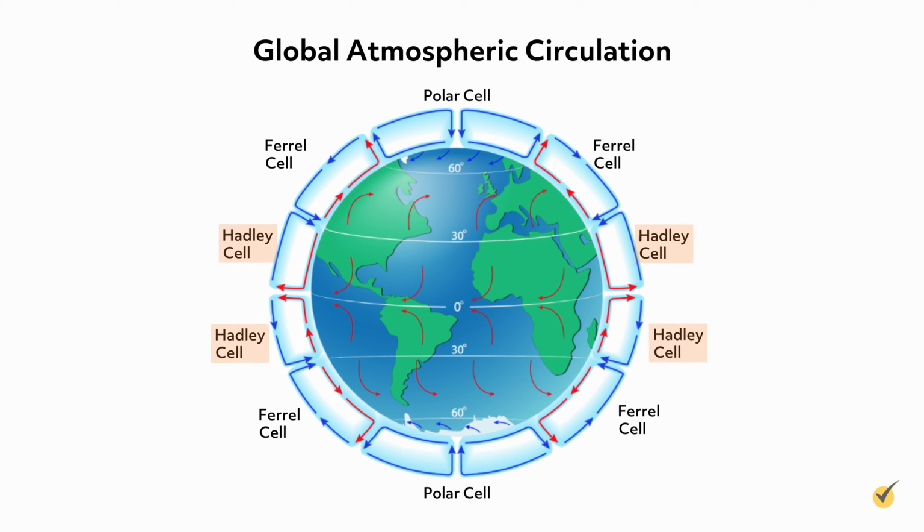Note on the diagram the red arrows indicating warm air coming together and then moving upward. As the air rises and cools, it moves poleward toward the mid-latitudes and then sinks. Remember, cold air sinks because it is more dense. Because of the northeasterly trade winds, air will then flow back toward the equator and voila, a cycle of the Hadley cell.